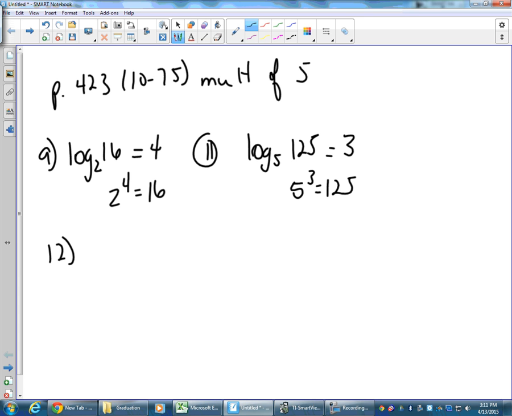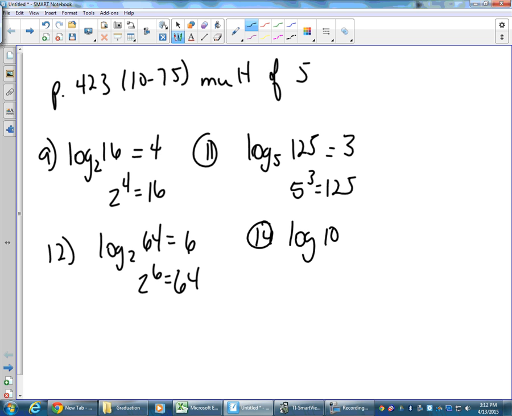Number 12, what's the log base 2 of 64? That would be 2 to the 5th, 6th. 2 to the 6th is 64. So they get a little bit more difficult when you've got, like, number 14, which says just what is the log of 100? Well, when they don't give you a base, that base is 10. So basically 10 to what power is 100? That answer would be 2 because 10 squared is 100.